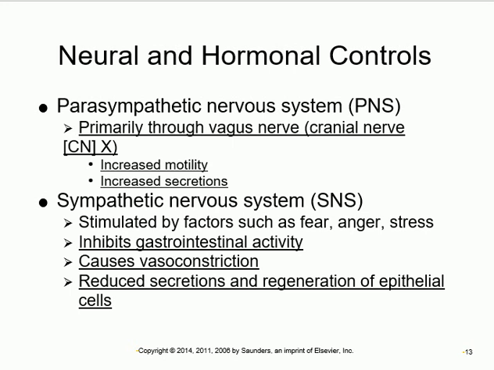Remember that you suppress all functions of the digestive tract. What are the functions? Digestion, absorption, movement, everything. You suppress everything. This is not the time.